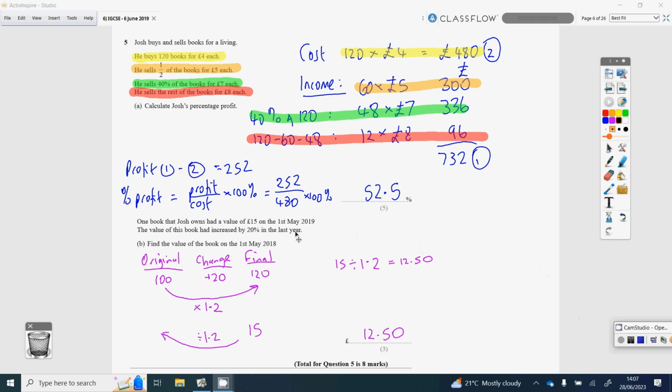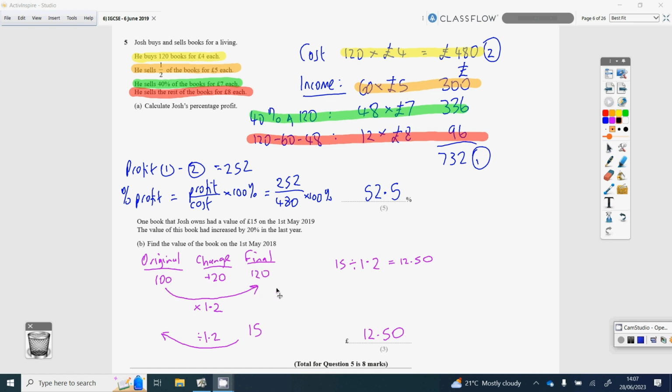B. So the book has increased by 20% in the last year. So I always like to set it out in these 3 columns. You've got the original price, the percentage change, and the final price. And we're told that it's gone up by 20%, 20 out of 100. So to help you get the multiplier, put 100 in the original column, always put that there. It's gone up by 20%, so 20 in the change column, and 100 add 20 is 120.